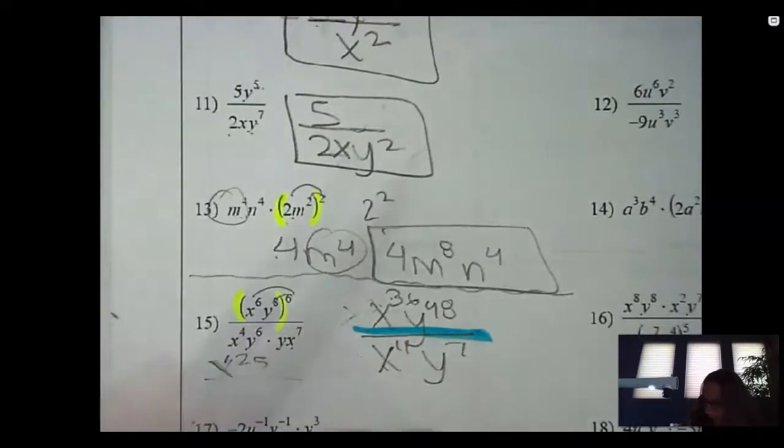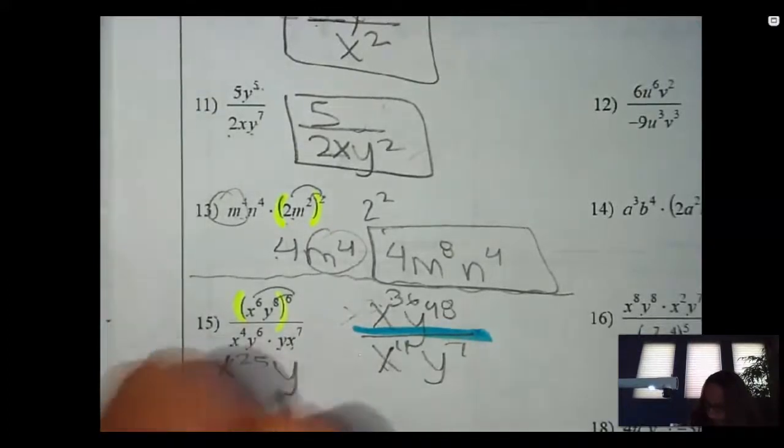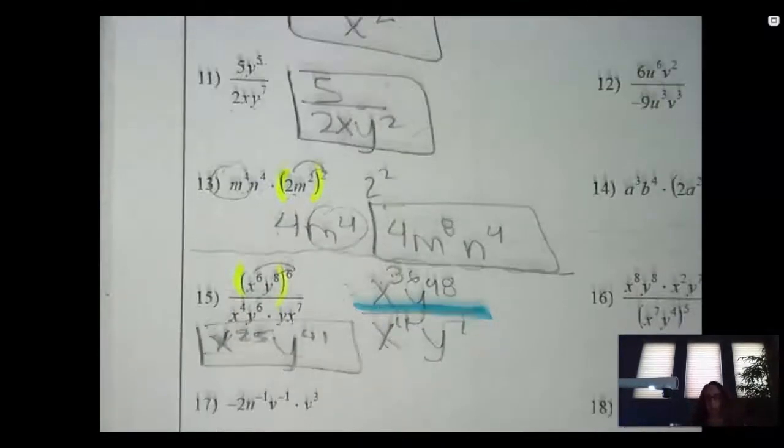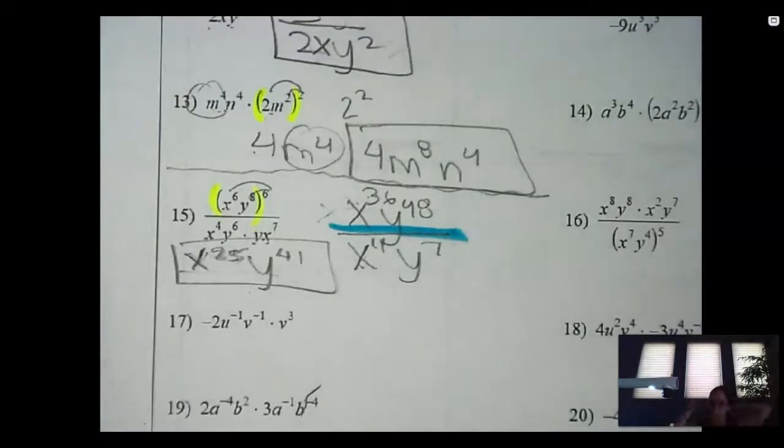This is what I do. And then Y to the 41. Hopefully I did that right. If I made a mistake, I'm working on my subtracting. I'll work on that. Okay, now let's look at number 17.